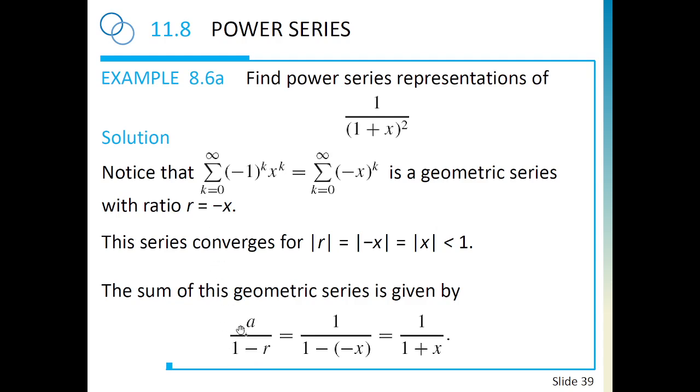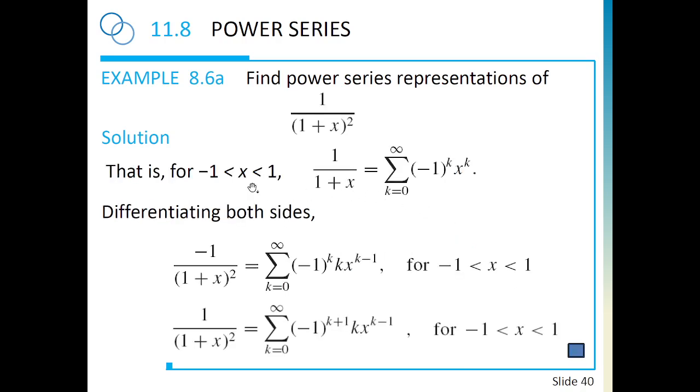So r is negative x. So the first term of the series is 1. So I'll have this expression here. So this is the sum of the series for x's between negative 1 and 1. So that's what it means. Our geometric series, or written as an alternating series here, is convergent for all x's between negative 1 and 1. And we know the sum also is this expression here.